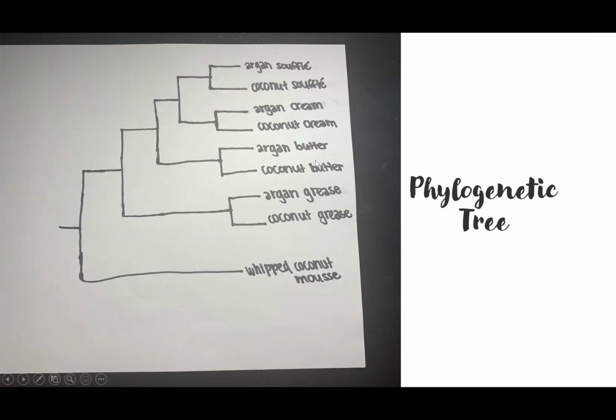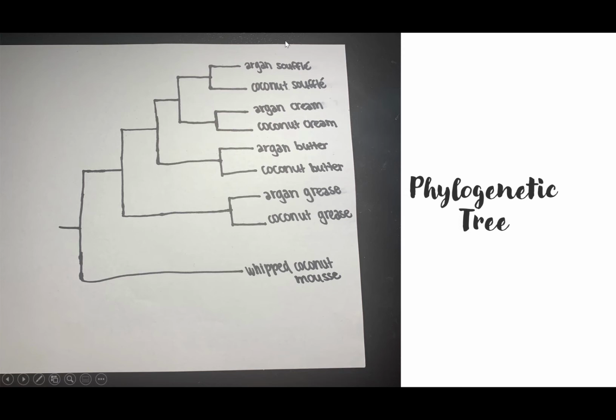So in this presentation, I'm going to group them in categories based on what they are. So you see argan souffle, coconut souffle. We've got two types of each thing. So I got argan cream, argan butter, argan grease, coconut grease. And then the out group would be the whipped coconut mousse.